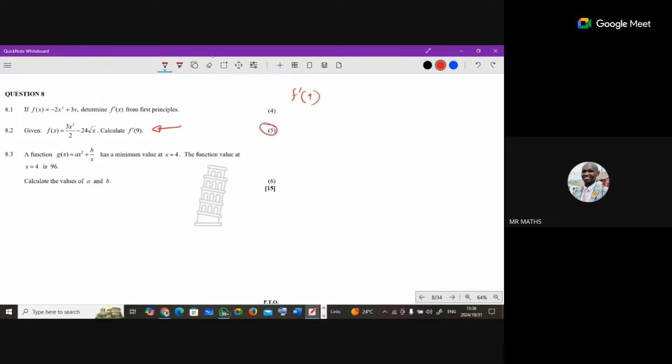Rules. So I would rather use rules. In order for you to use rules, looking at f of x, if f of x is equal to 3x squared over 2 minus 24 root x, we need to simplify this. We need to make sure that x is a numerator, not a denominator, and also that x is not under a radical sign. X is not under a root, right?